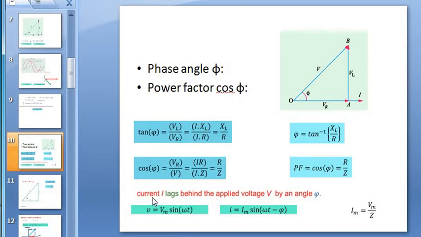At the last, we got to know that in case of series RL circuit, the current lags behind the applied voltage by an angle phi, where V is equal to Vm sin omega t, I is equal to Im sin of omega t.